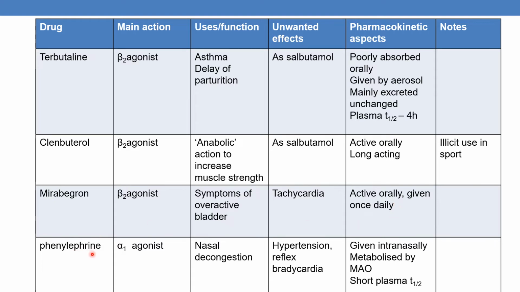The next is phenylephrine. It is an alpha 1 agonist, whereas terbutaline, clenbuterol, and mirabegron are beta agonists. Phenylephrine is used to treat nasal decongestion. Unwanted effects are hypertension, reflex bradycardia. It is given intranasally, metabolized by MAO, and it has a short plasma half-life.